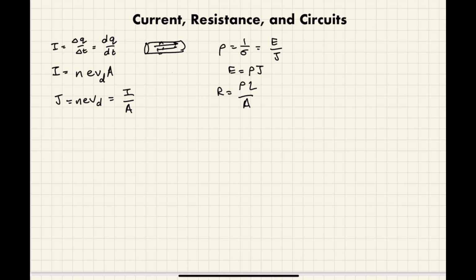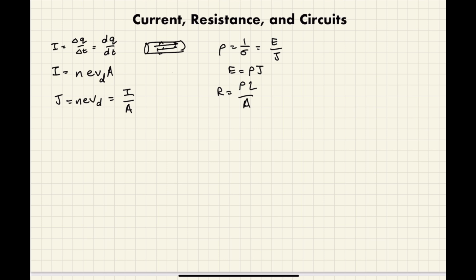And cross-sectional area, well, it's just a bigger area that charges can flow through, and so it decreases the resistance when you have a bigger area. So yeah, that's your formula for resistance, which you should definitely know. It is on the equation sheet, but still important to know.